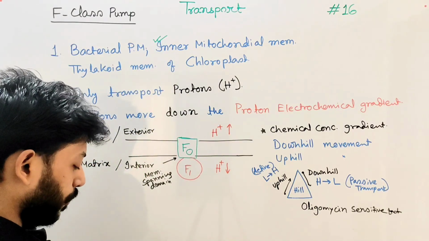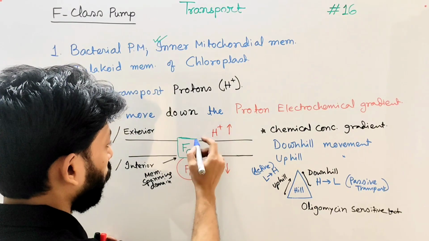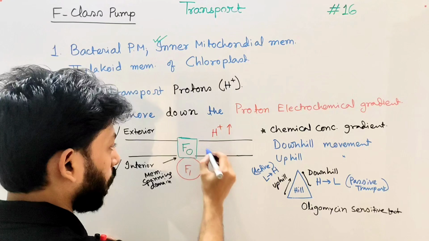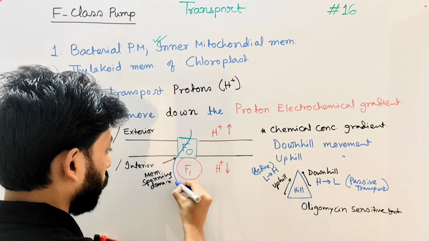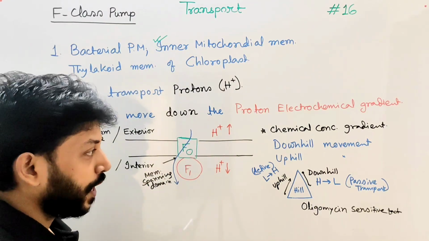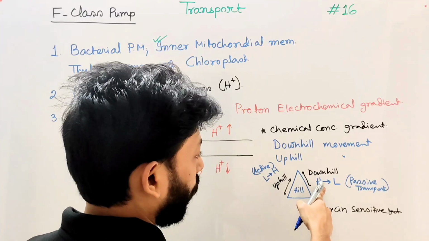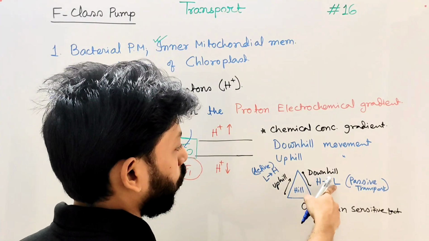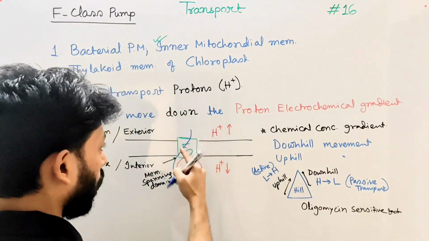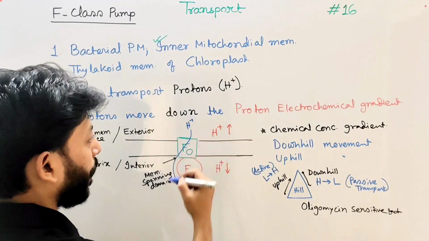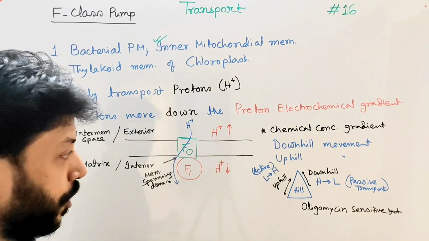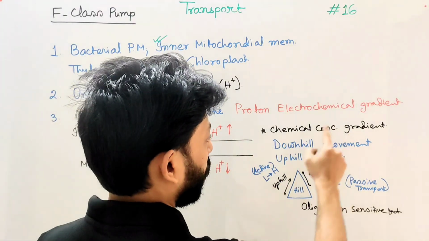Now protons move from higher to lower concentration, from here into the matrix. I have mentioned that when ions or molecules move from higher to lower concentration, this is called passive transport. So protons show passive transport, and it releases energy. This is the chemical concentration gradient.